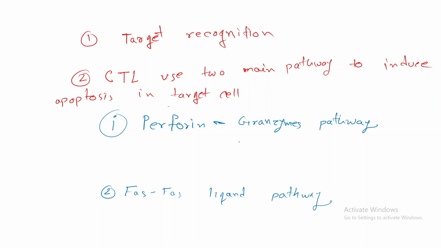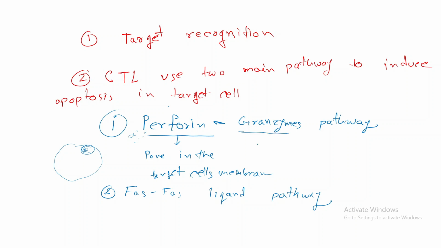So in this perforin and granzyme pathway, perforin basically makes a pore in the target cell's membrane. So this perforin, this chemical, suppose this is perforin, this perforin basically makes a pore in the surface of the infected cell or self-altered cell, and granzyme uses this pore and activates caspases, and then this caspase initiates the apoptosis pathway.